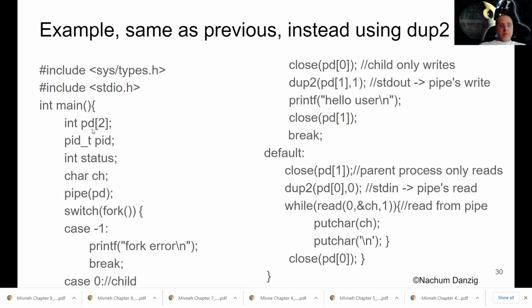I have my pipe, I have my PD, and I say pipe. I create a pipe. I have a single pipe, I do a fork. Check for errors. If I'm the child, okay, I'm the child. And I have a single pipe.